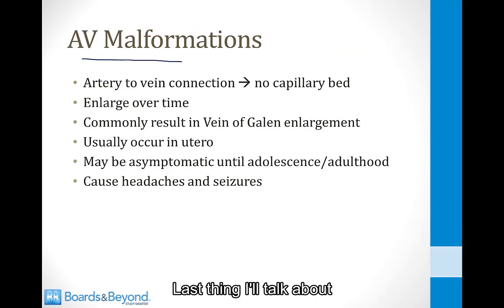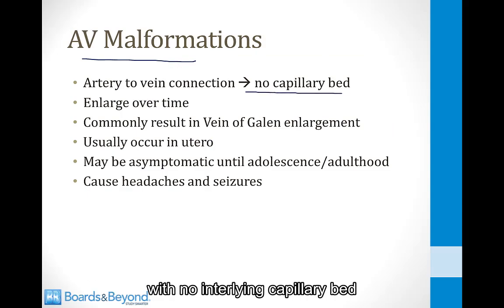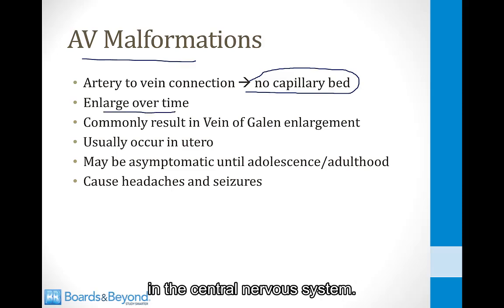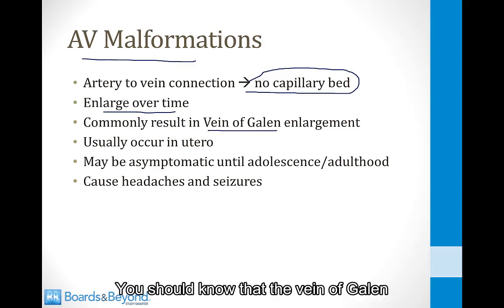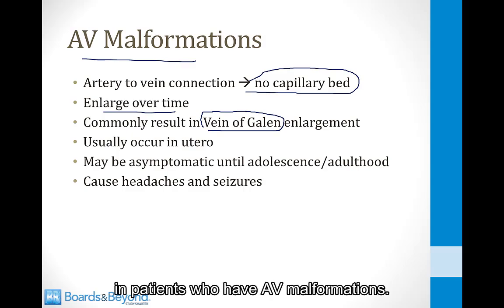The last thing I'll talk about are AV malformations of the brain. This is when you have an artery to vein connection with no intervening capillary bed, and they will enlarge over time and cause symptoms just like any other mass in the central nervous system. You should know that the vein of Galen is enlarged in a lot of these. It's one of the dural sinuses, and it can get enlarged in patients who have AV malformations.